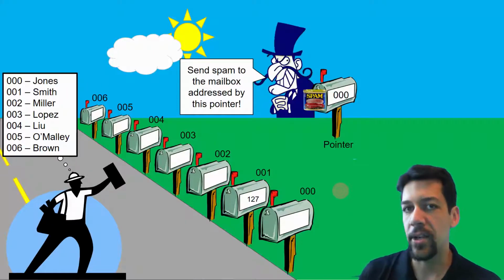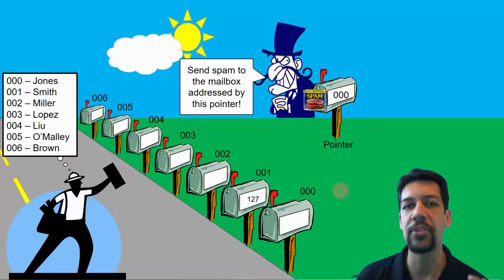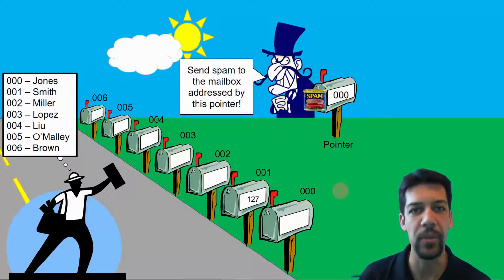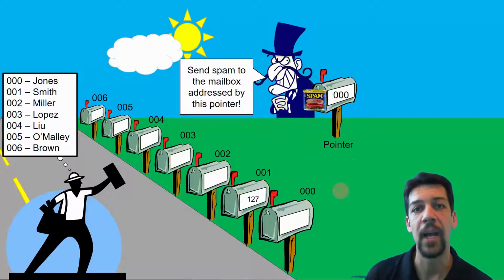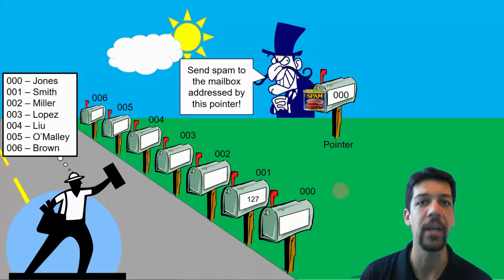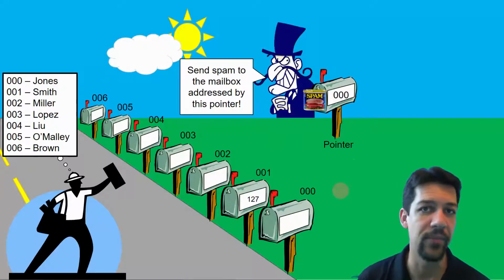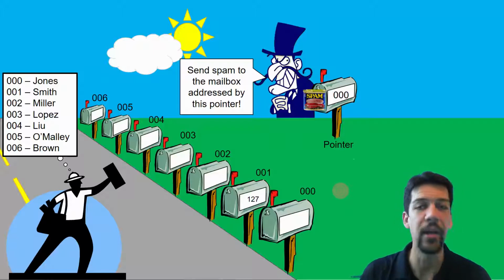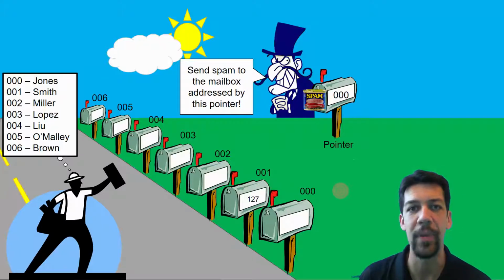Now, let's talk about pointers. A pointer is just a special kind of mailbox. This particular location in memory is still a variable, a pointer is just a variable, but instead of holding a value, the value that it holds is an address to another location in memory, right? So in this case, we've got an evil villain that wants to send spam to everyone, so he's going to use his special pointer mailbox to say, send spam to the mailbox addressed by this pointer, right?